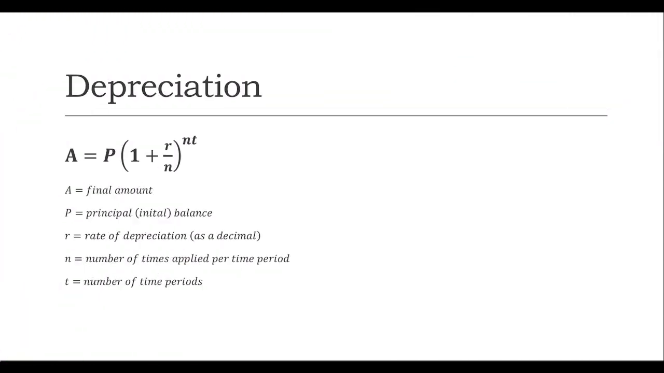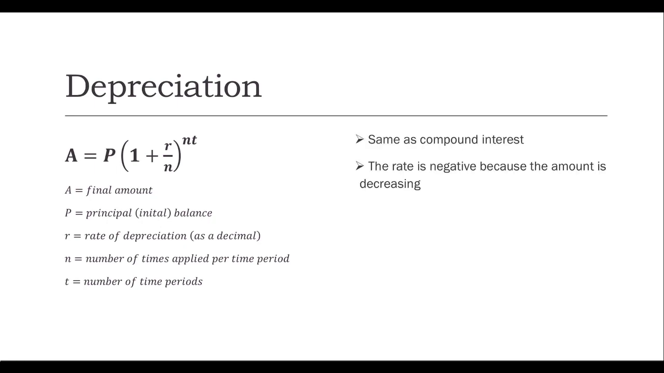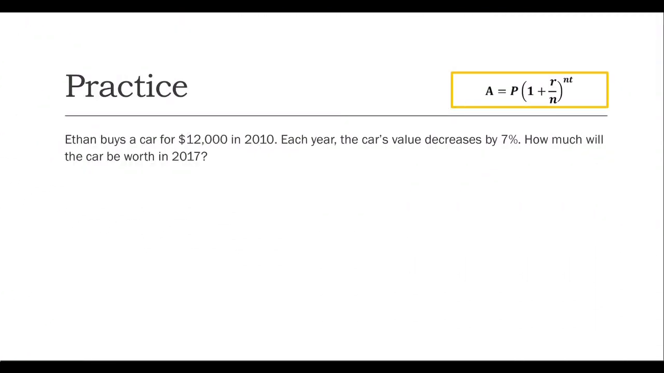Next, we have depreciation. Depreciation is basically the same as compound interest, except that the rate is negative, because the amount is decreasing. So here it says Ethan buys a car for $12,000 in 2010. Each year, the car's value decreases by 7%. How much will the car be worth in 2017?